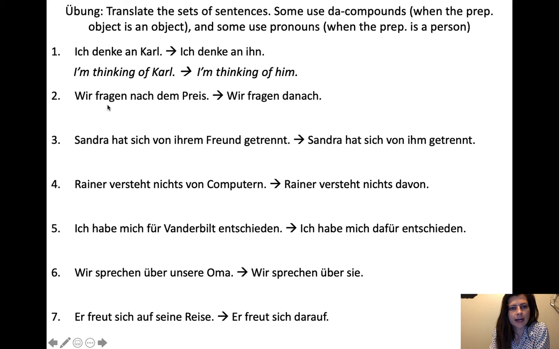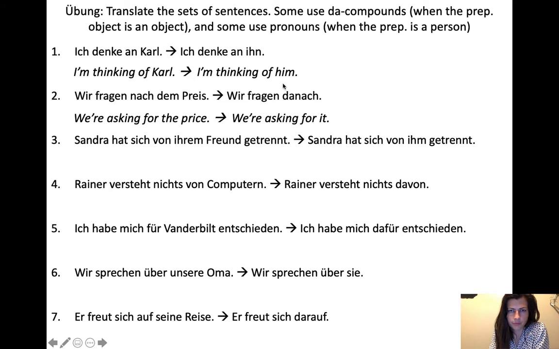Wir fragen nach dem Preis. We're asking for the price, we ask for the price, and then wir fragen danach, we're asking for it. So because Preis, meaning price, is like an object or an idea or a concept, it's not a person, so we're going to use the da compound instead of using a pronoun with the preposition.